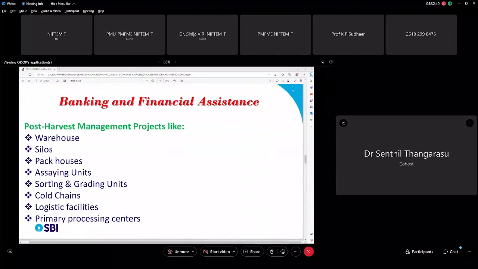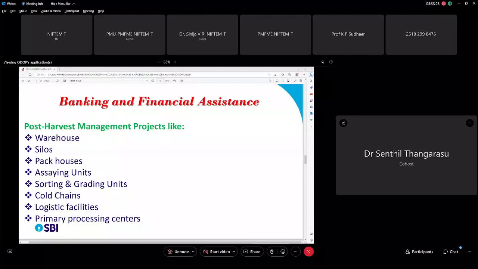Logistic facilities also: suppose I want to transport the produce from one place to another, for that I want a lorry or any transport, whether it is a cooling vehicle, refrigerator or normal vehicle, we can cover under these schemes. All primary processing centers, not in depth, only the primary processing. Suppose for paddy, we need to do some initial activities, grading activities, no? That we can cover, especially the rice mill, under this AIF scheme.